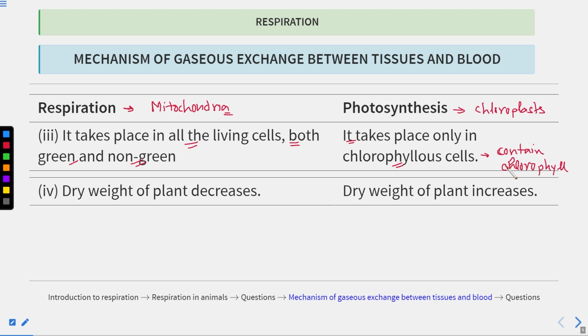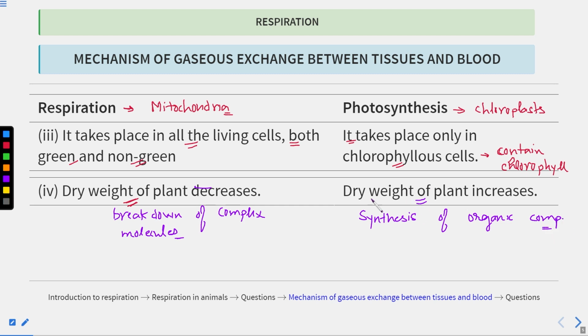All right. Now, during respiration, the dry weight of the plant will decrease because there is a breakdown of the complex organic molecules, which leads to the decrease in the dry weight of the plant. But during photosynthesis, the dry weight of the plant increases because here there is the synthesis. And synthesis of what? There is a synthesis of the organic compounds.